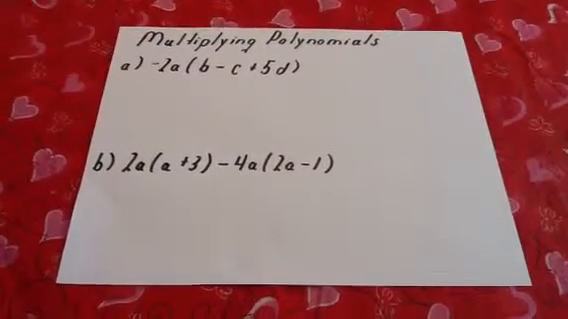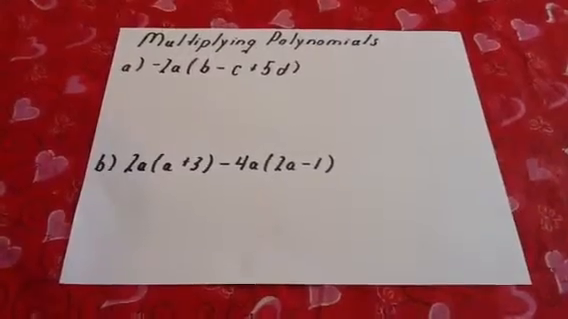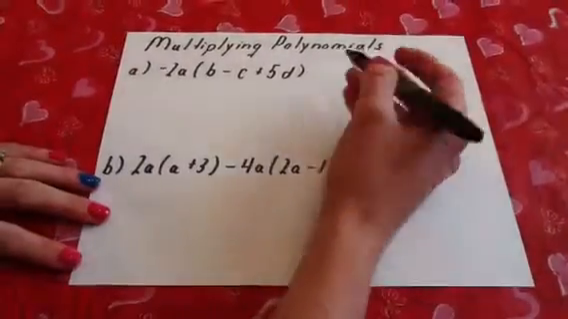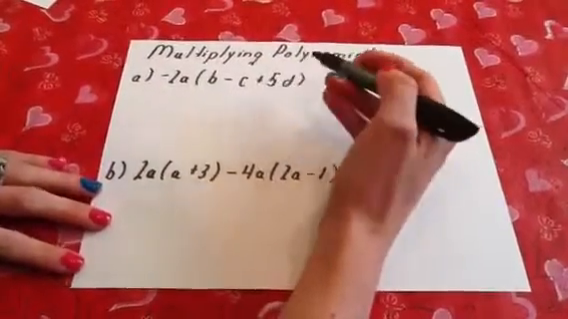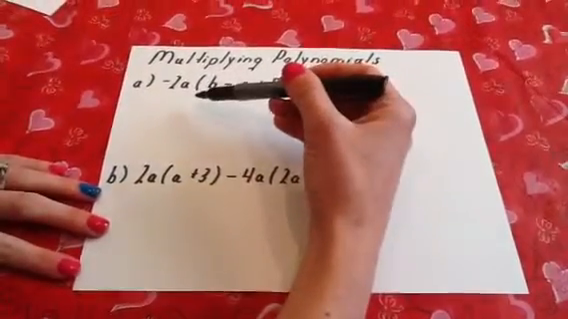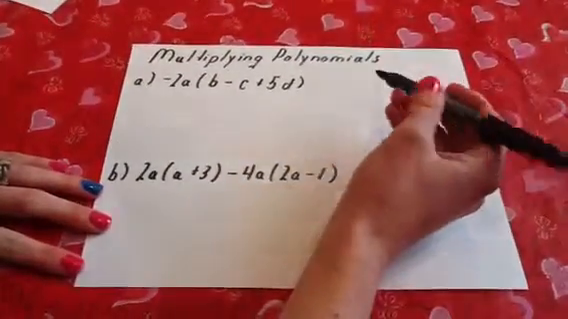Okay, in these examples, I'm going to show you how to multiply polynomials. So with the first example here, we have a monomial being multiplied by a polynomial. So what you do is you distribute the negative 2a into all the terms in the bracket. So when we distribute, we multiply.